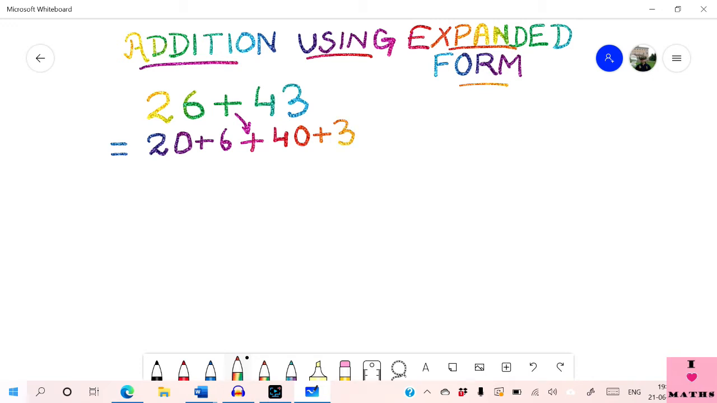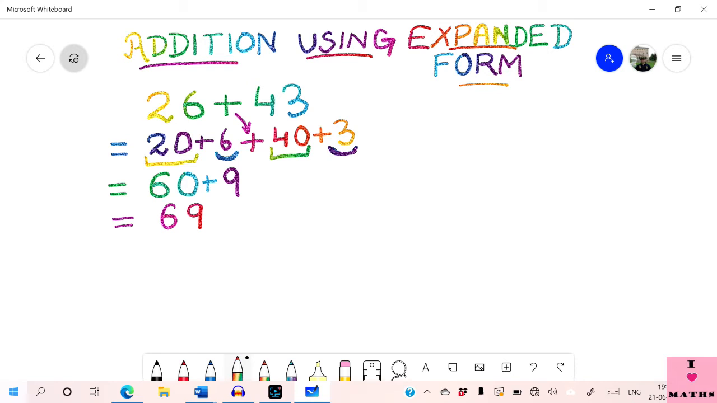Now we can add 20 and 40 very easily. 20 plus 40 gives us 60, plus this 6 and 3 we can add very easily. 6 plus 3 is 9. So the answer is 69. See children, how easy it is?